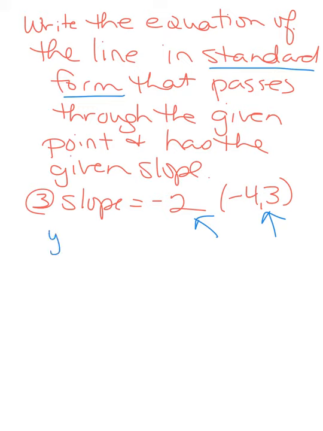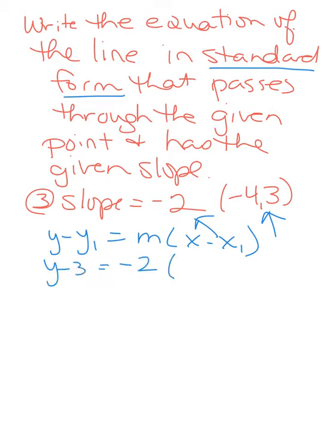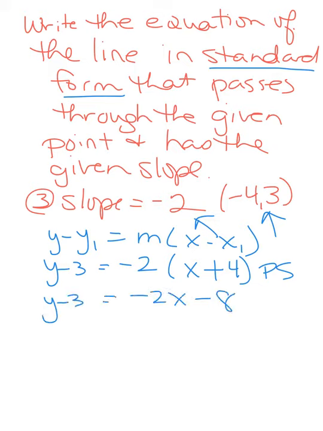Remember that's y minus y1 is equal to m times the quantity of x minus x1. So this gives me y minus 3 is equal to the slope, negative 2, times the quantity of x minus the negative 4, which is x plus 4. All right, so this is PS, that's point slope. Now I need to distribute my negative 2. I need to get rid of my parentheses. So I have y minus 3 is equal to negative 2x minus 8.